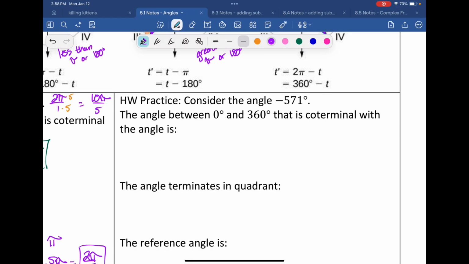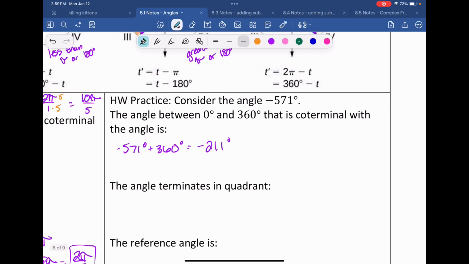All right, now consider the angle negative 571 degrees. All right, well, obviously definitely going the wrong direction. I also need to keep adding 360. So I'm going to take negative 571 plus 360. Okay, that's negative 211. Okay, still too small. So I am going to add 360 one more time.